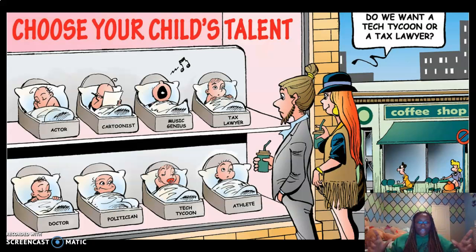Now, this picture, I really love it because it shows how people that do not agree with gene editing see what it is. So basically, these parents are window shopping for a child. Like, do they want an actor? Do we want a cartoonist? And in that little box it says, do we want a tech tycoon or a tax lawyer? See, these are the kind of things where it's like, why do we need to change some of the stuff that our child is going to be? Let's just let them come out naturally and be who they want to be, not you selecting what your child's going to look like.